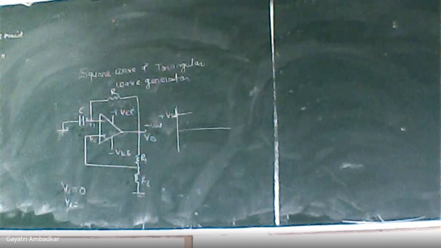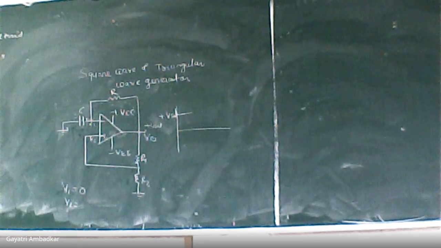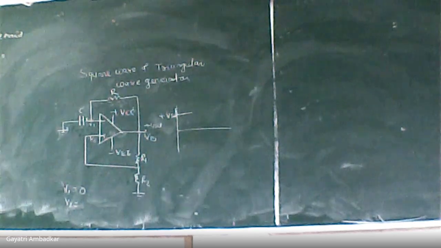Once I have got plus Vsat at the output, the capacitor starts charging. As soon as it charges and exceeds V2, output has switched to minus Vsat. Again, the capacitor has started discharging, output switched to plus Vsat. So what am I getting at the output? Square wave. Right? I am getting plus Vsat, minus Vsat, plus Vsat, minus Vsat. The capacitor will alternately charge and discharge. So ultimately, I am getting the output as a square wave.